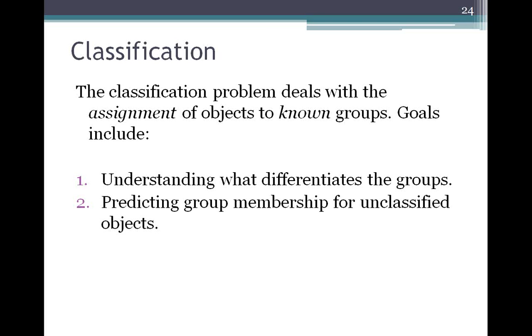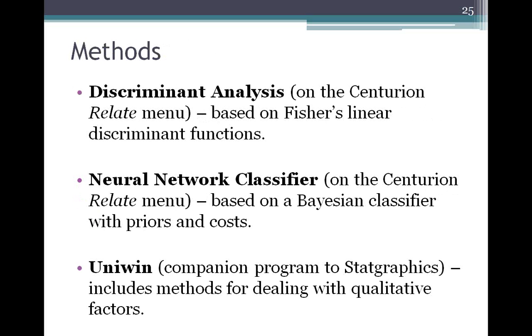Okay? Now, the methods we will be looking at will be three. First off, I'm going to look at something called a discriminant analysis. That's found on the Statgraphics Centurion menu under Relate. It's based upon Fisher's linear discriminant functions. As we'll see, it tries to take the variables that characterize the objects and build linear combinations of those variables that best differentiate between the groups.